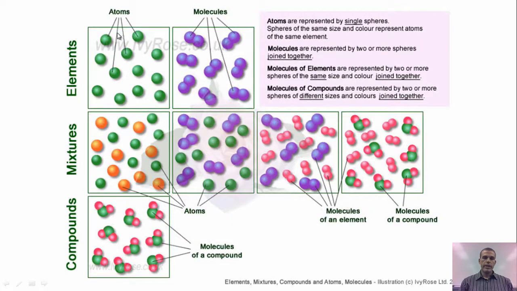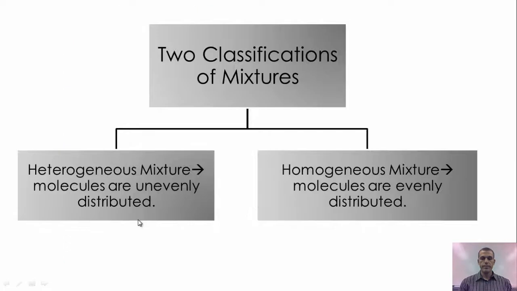Okay, so now looking at an element versus mixture versus compounds. You can see here we have just our monatomic element. Here we have diatomic elements, basically a diatomic molecule bonded together. We have our mixtures that we already went through, and then we have just our compounds. These are referred to as compounds and molecules because they have different elements joined together.